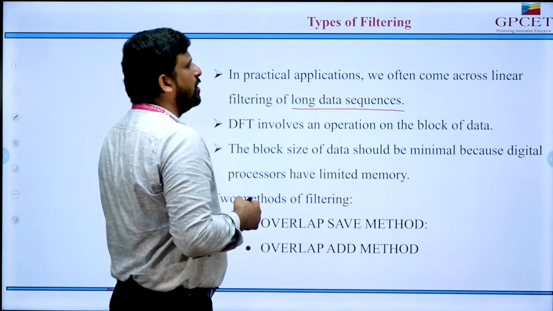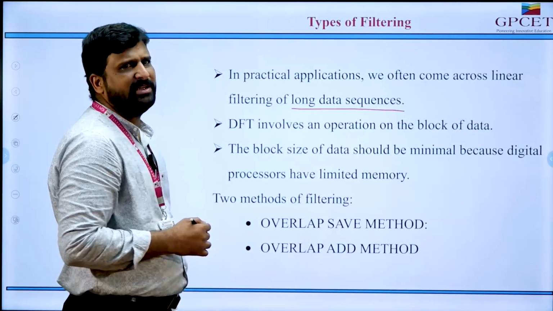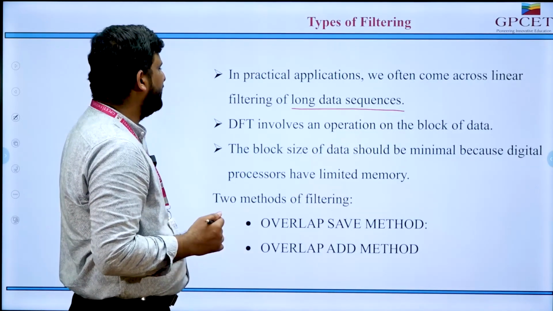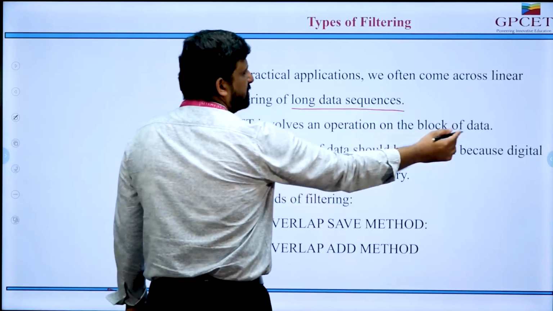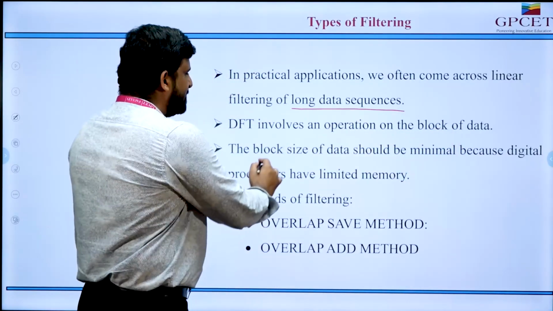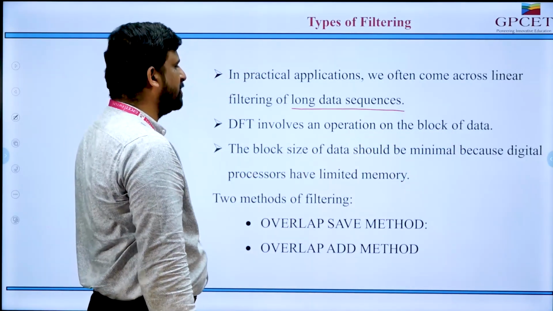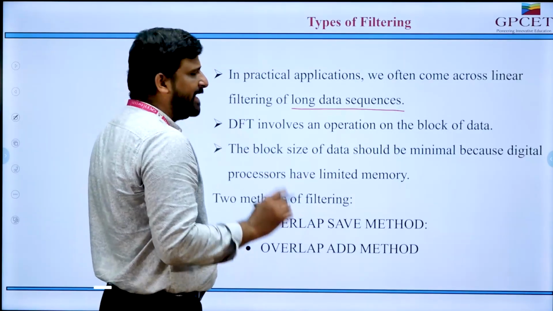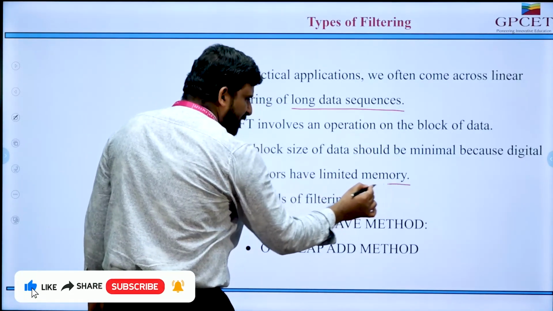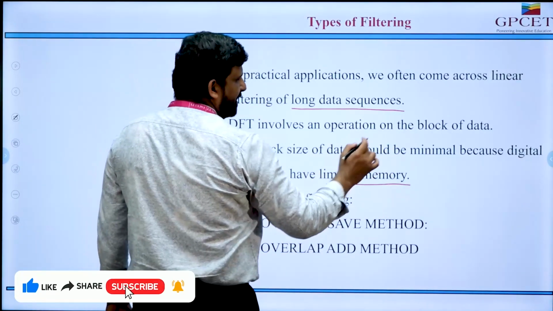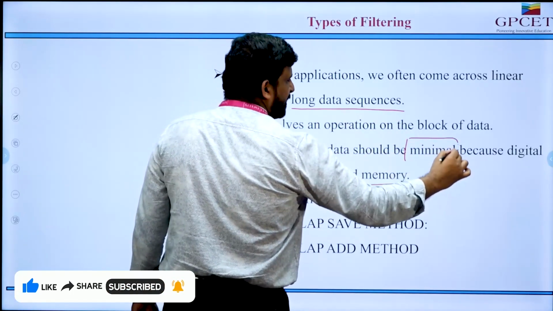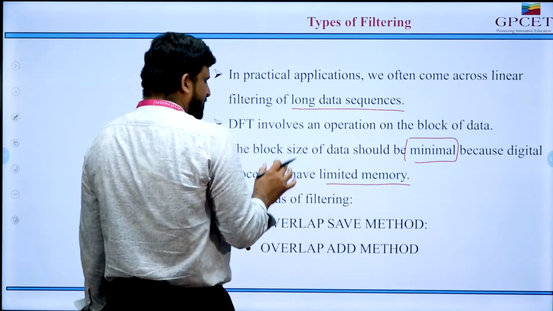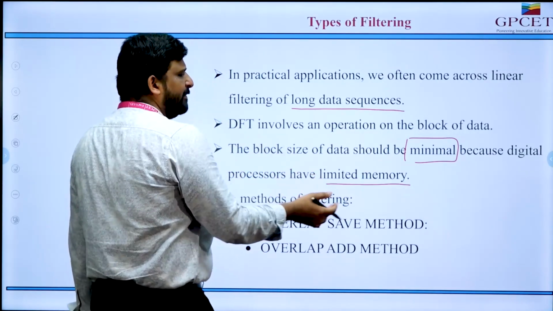What happens if I get a long data sequence? It will be somewhat difficult for the DFT, which involves operations on blocks of the data. So the block size of data should be minimized because digital processors have limited memory. Because of this, these long data sequences should be minimized. Why? Because the processor we are using will have a limited memory.